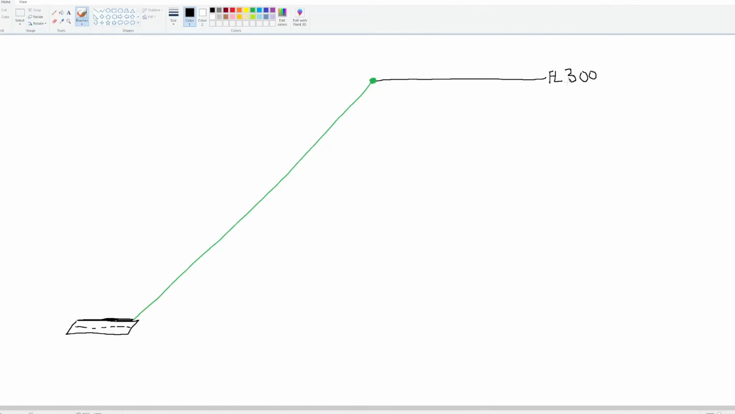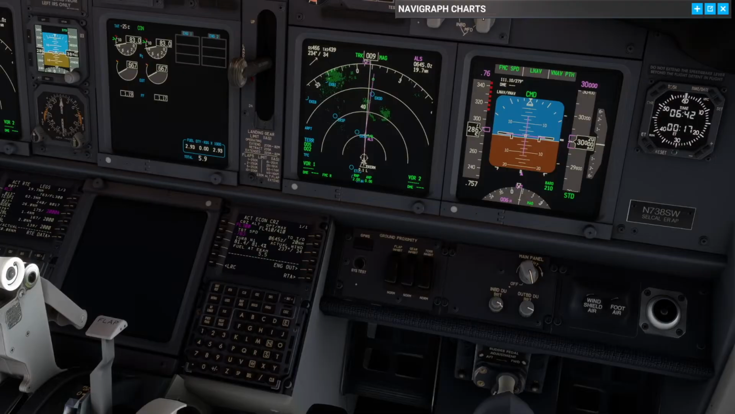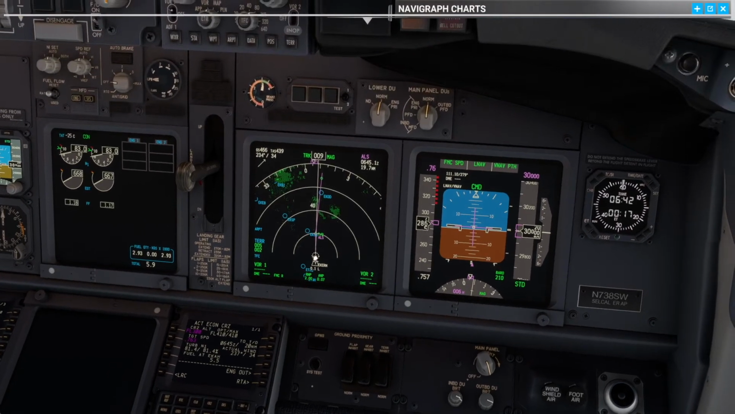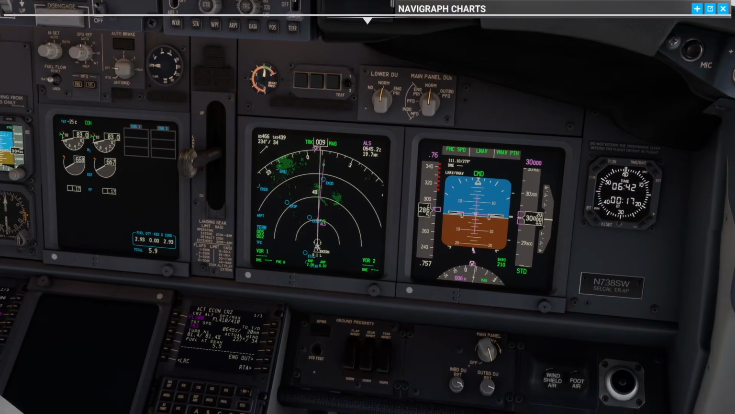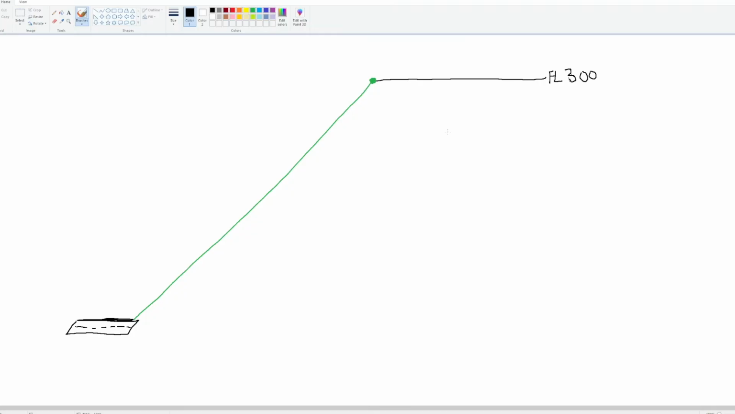So right now we're flying at flight level 300, as you can see in the flight sim here. We are at flight level 300, and we can see on our ND that we have a top of descent calculated approximately at the point called Alpha Lima Sierra. That point we see here in green. That is our top of descent.